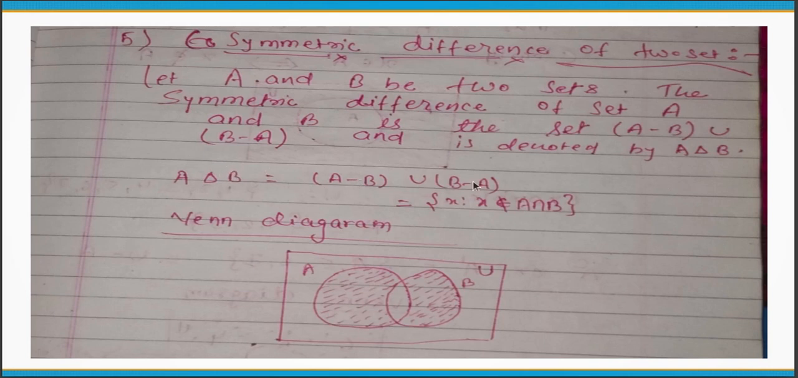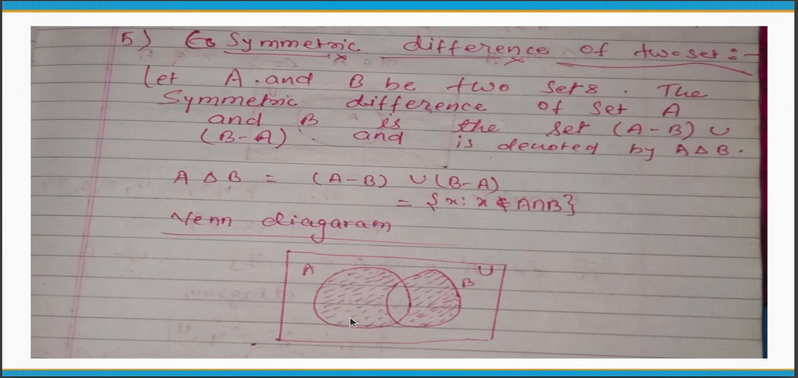Symmetric difference of two sets A and B means A minus B union B minus A, which means X is an element of A delta B such that X does not belong to A intersection B. You can understand this by the Venn diagram.